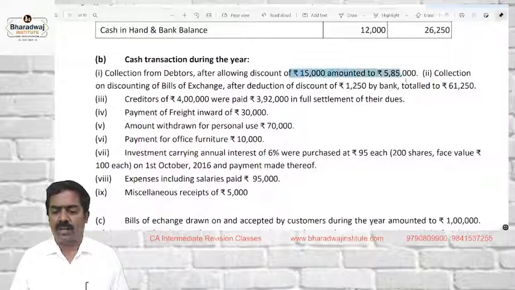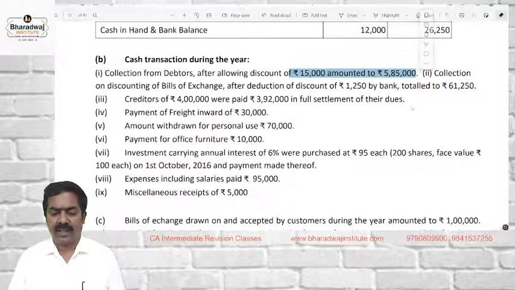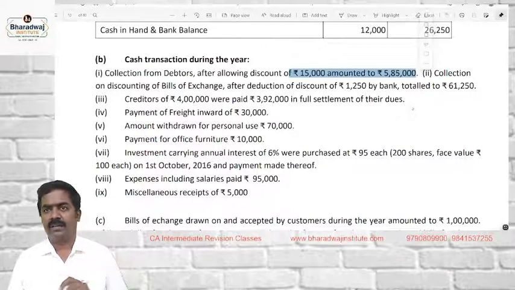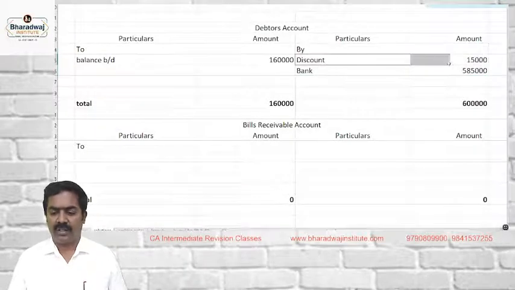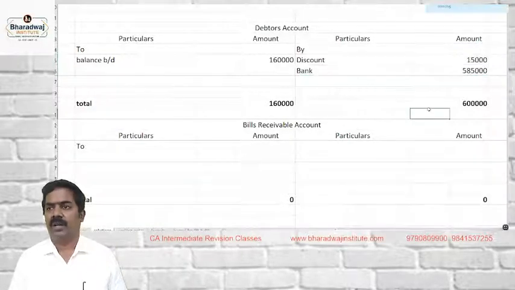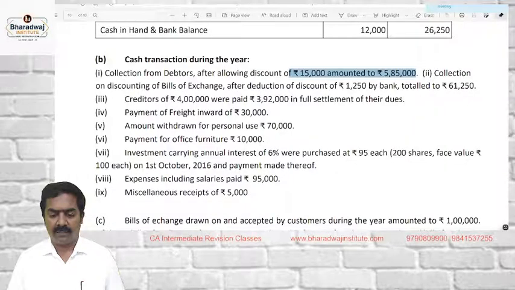15,000 discount is allowed. How much is collected? 5,85,000. What is the journal entry? Bank account debtor, discount allowed account debtor, to which account? Debtors account. 15,000 discount. We collected what? 5,85,000. Then collection, this one.